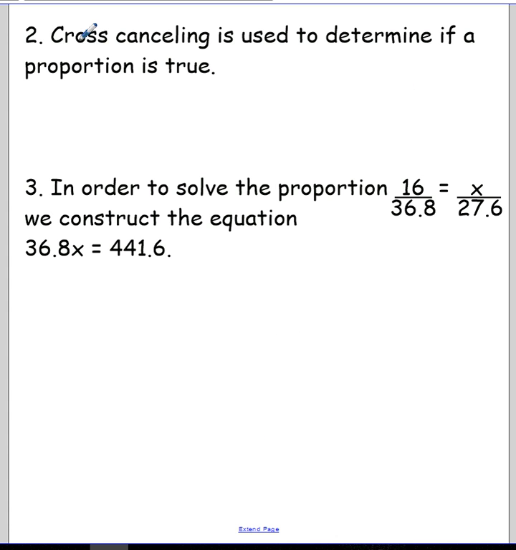Number 2: cross-canceling is used to determine if a proportion is true. Canceling means to cross off. When we did that, we did A times D is equal to B times C. So canceling is not the right word again. So we have false there. What we ended up doing is multiplying. So cross multiplying, or the fancy word for multiplying is product. So using the cross product to see if they were true or not.